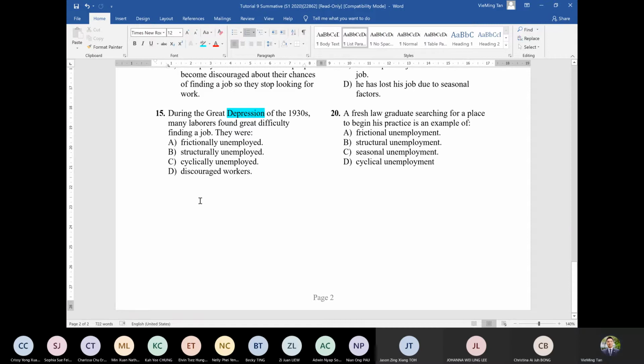unemployment category? It's not frictional, because frictional is only temporary. Frictional unemployment is when people are looking for a job, but they just need to wait for maybe an interview session, for getting the job. It's only temporary. As from this description, it is due to the economic condition not being good, so it's not because of the process. It's because the whole economy is not good. So A is out.